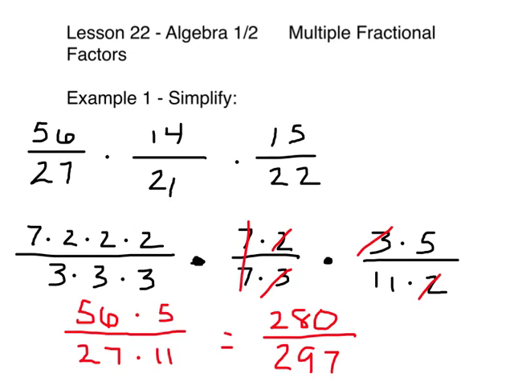Alright, and how we can use those things to simplify large fractions and break them down into smaller chunks. Alright, so dive right in. I've given you 2 examples and then we'll do our 4 practice problems. So this one says 56 over 27 times 14 over 21 times 15 over 22.